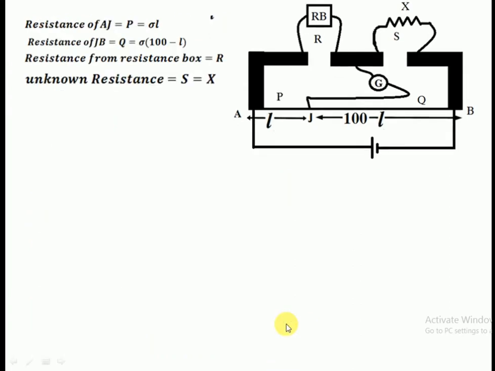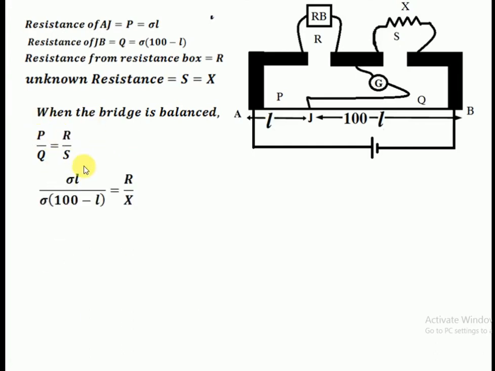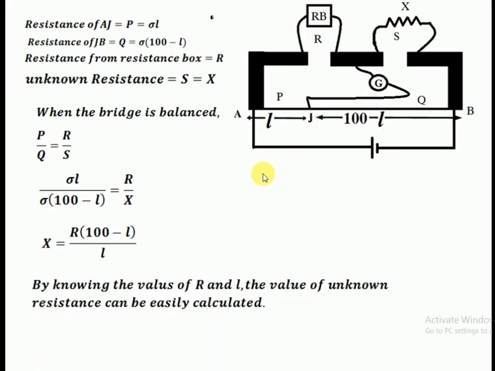Now when the bridge is balanced, we can write P by Q is equal to R by S. Now we put in the values. For P I write sigma L, for Q I write sigma into 100 minus L. Sigma will get cancelled, and for S I write X. So if you cross multiply, X this side, you bring L this side and 100 minus L to the numerator. So this is the final expression, and we already know the value of resistance from the resistance box, and we know the length, so we can easily calculate the unknown resistance by using this formula.